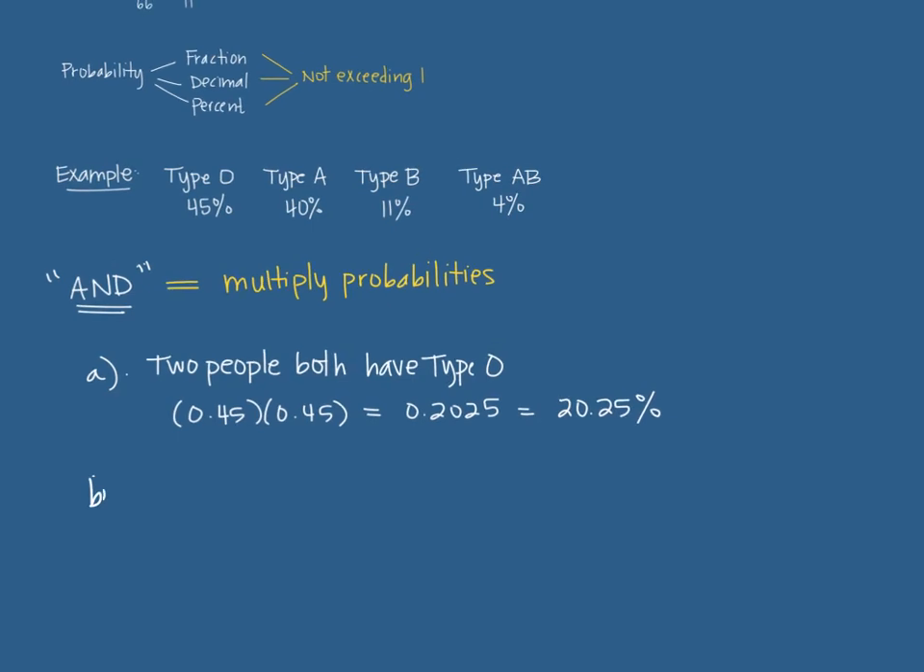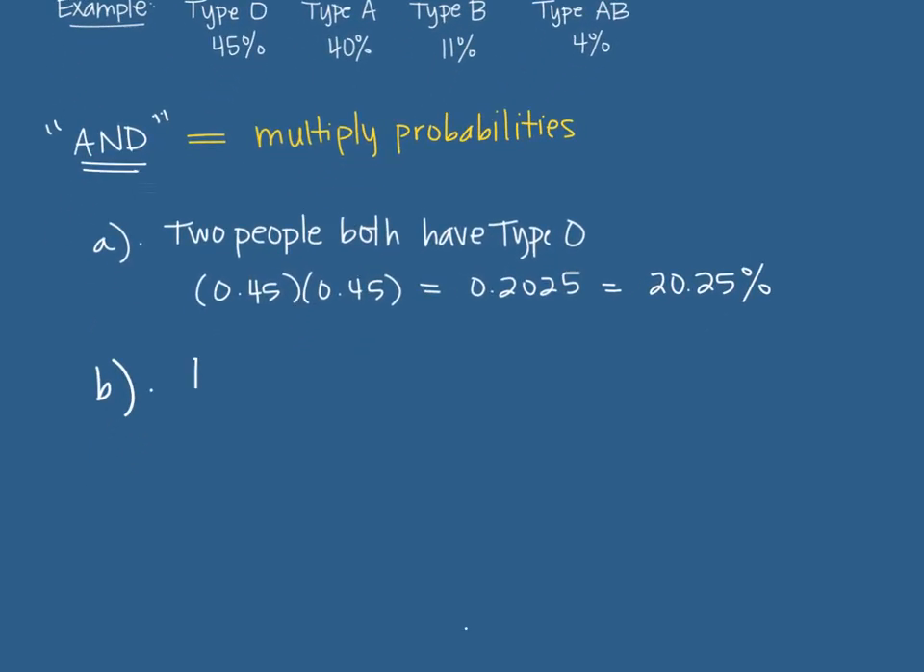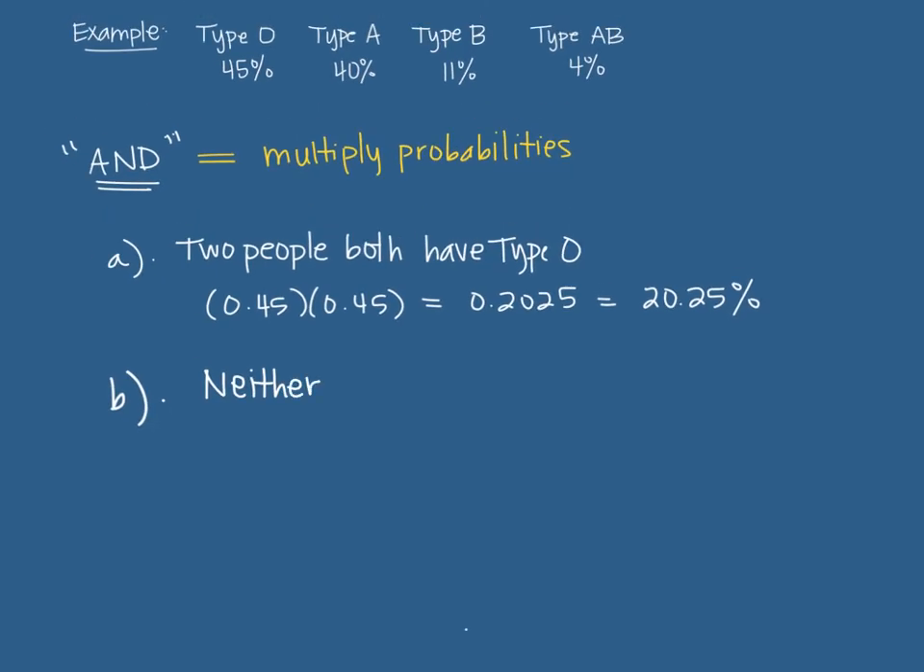All right, part B. What about neither person having type O? All right, again, this is an and problem. The first person does not have type O, and the second person does not have type O. How do we do that?